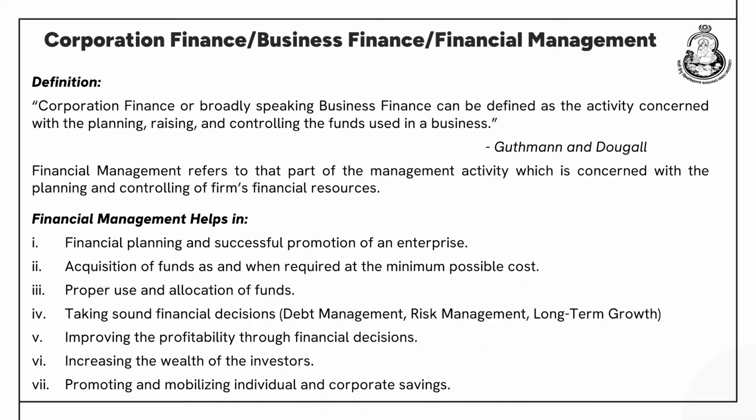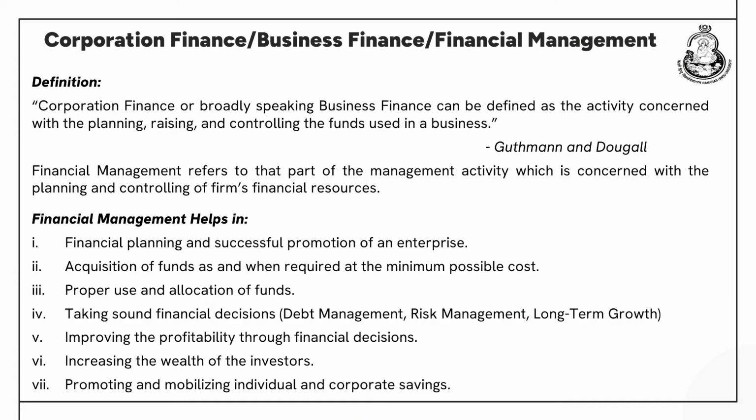Taking sound financial decisions. When we talk about sound financial decisions, the objective is to reduce the risk, to manage debt in an effective way and achieve long-term growth. Because if we increase the proportion of debt in our capital structure, the financial risk increases. So financial management helps in having a delicate balance, an optimum balance of debt and other securities such as equity in the capital structure.